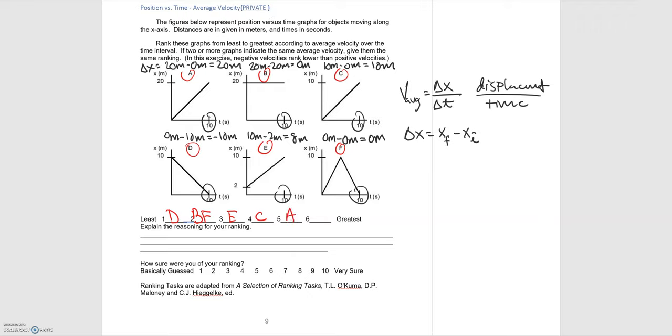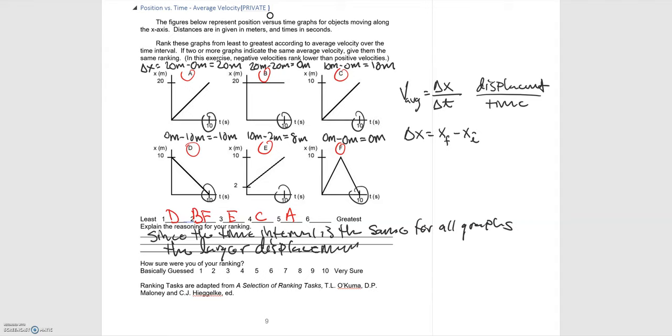And now to wrap up, our reasoning for this ranking is that since the time interval is the same for all graphs, the larger displacements give larger average velocities.